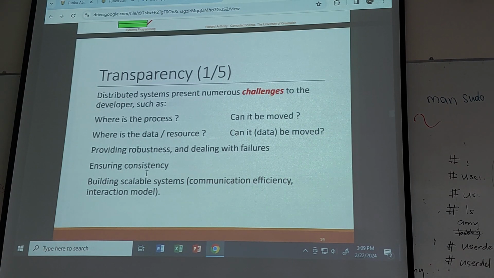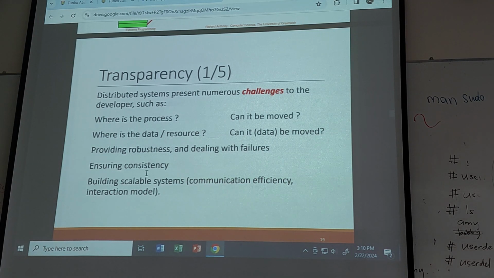Okay, just now I talked a little bit about transparency. What does transparency mean here? So a distributed system presents a lot of challenges to the developers. The first thing is the developers need to think where to put the process and where is the best place to put the process. Can you put it in one place, or is it better to put it in another place? So you have to think about it.